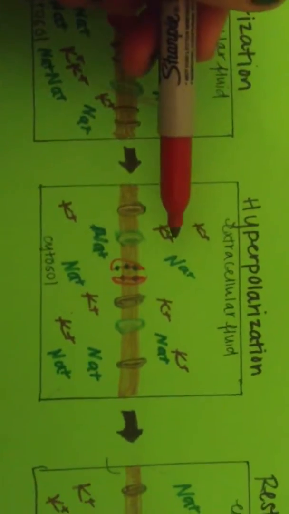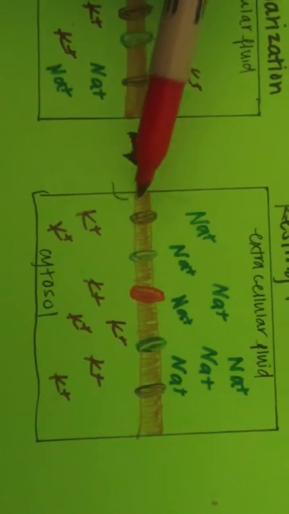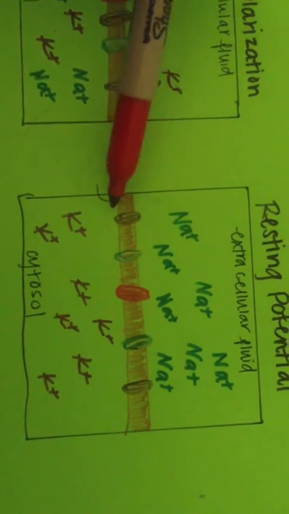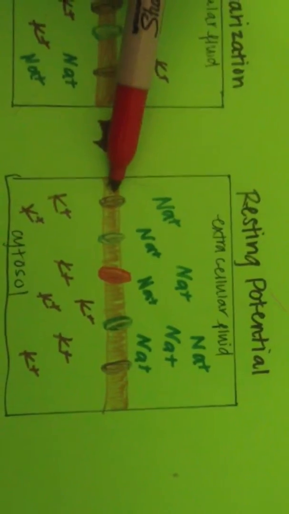After hyperpolarization, the transmembrane potential needs to go back to resting potential. In order to do so, the sodium-potassium pump will open, where it will bring 2 potassium back into the inside of the cell for every 3 sodium it takes out of the cell. After this is all complete, the transmembrane potential will be back to normal, at resting potential, so that it can be ready to fire again.